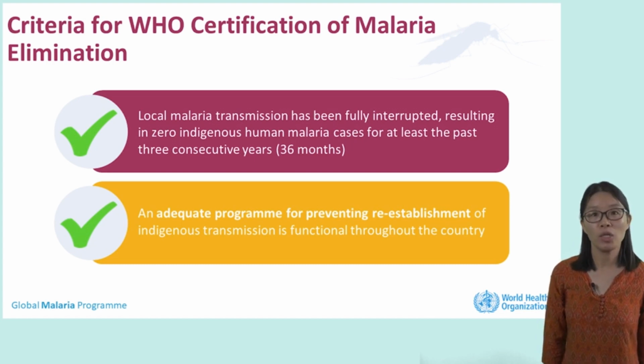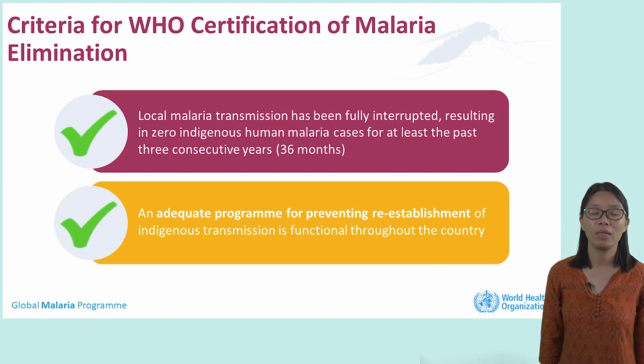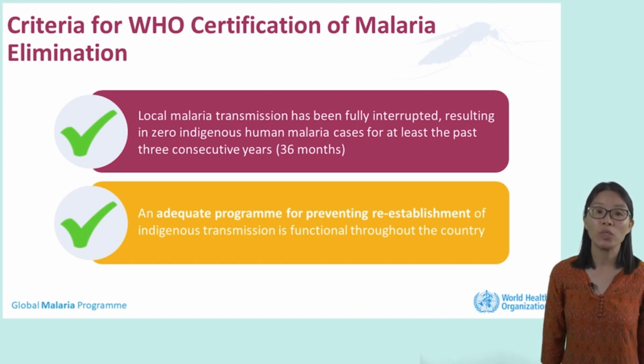It is interesting to know that only the first criterion was required for certification during the 1960s. The second criterion was added after 1973. As elimination programs entered the consolidation phase, some areas experienced resurgence in the 1960s and 1970s, which led to the recognition of the importance of maintaining an adequate general health service to sustain a country's malaria-free status.